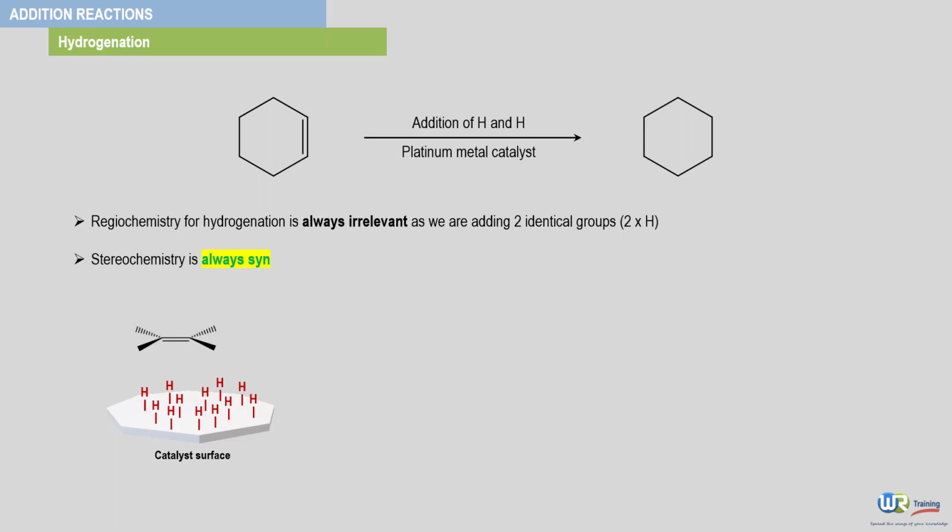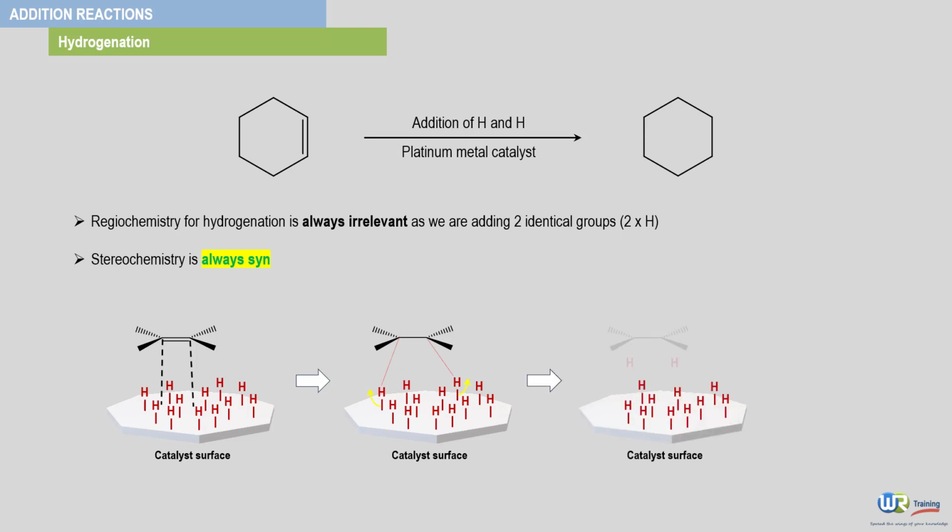The addition reaction begins when the alkene coordinates with the metal surface. Surface chemistry then allows for the following two steps, effectively adding hydrogen atoms across the alkene. Notice that both hydrogen atoms are installed on the same side of the alkene, giving a syn addition.